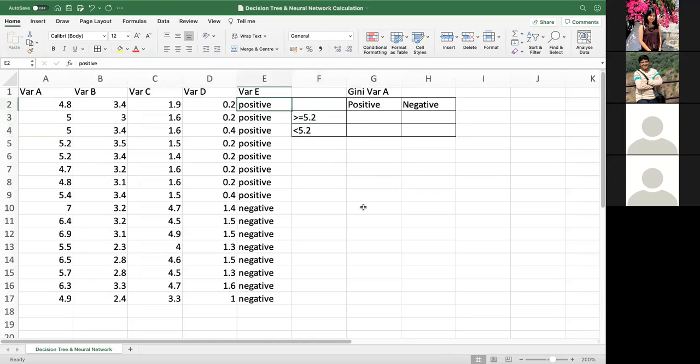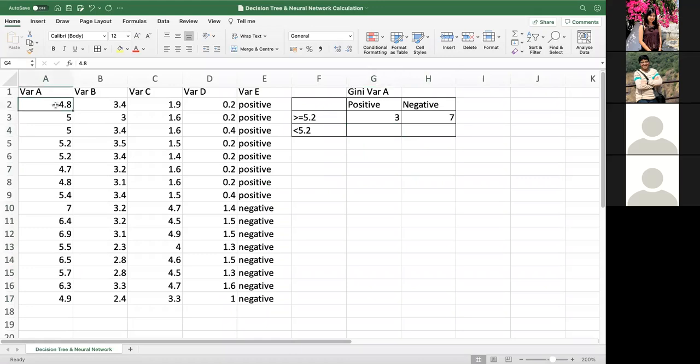How many greater than or equal to 5.2 are there in the positive category? We have 1, 2, 3. So greater than 5.2 and positive are 3. And greater than 5.2 in the negative category: 1, 2, 3, 4, 5, 6, 7. So 7 observations are there in negative.